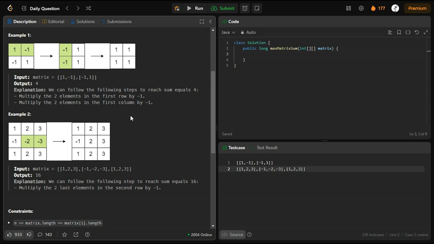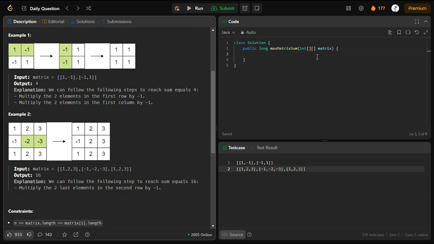And the answer would be the sum of the absolute values of the entire matrix. Whereas if the number of negatives in the matrix is odd, then we can eliminate most of them, leaving only one element. So the most optimal way is to leave the element with the minimum magnitude, so that even if we add that into our final sum, the result is still the maximum.